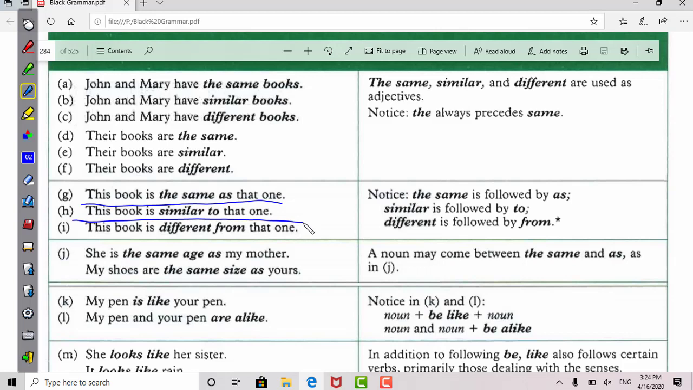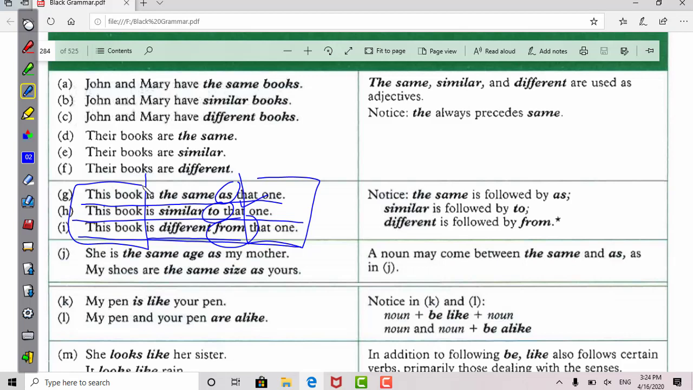All right? So, look at this one, and you have to remember that the same is always followed by as. Similar must use to, different must use from. This book is the same as that one. The book is similar to that one. We cannot say similar of, similar as, similar from. The correct one should be similar to. And number I, this book is different, not different of, different to, different by. It should be different from that one. So we compare between that one and this book. Two things.